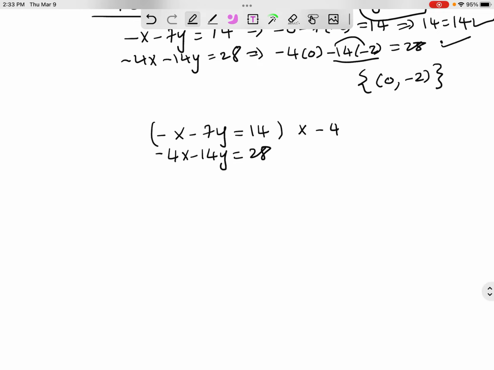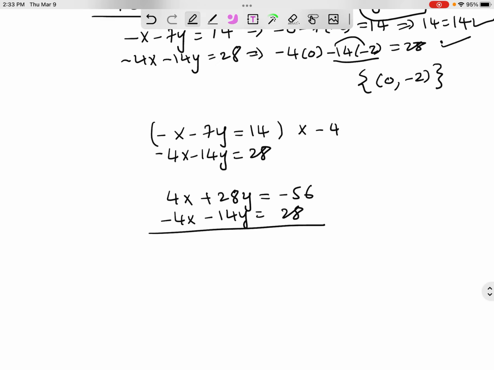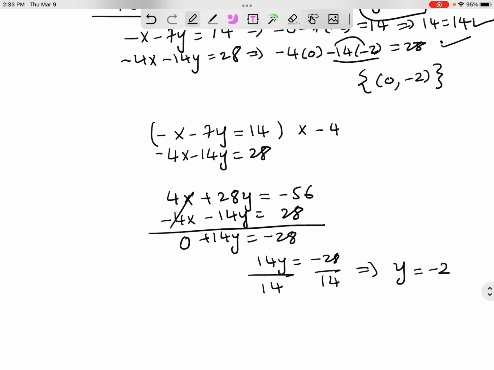So negative times -4 is +4x, -7 times -4 is 28y, and 14 times -4 is -56. And then this equation we have -4x minus 14y equals 28. And then we add them, so the x terms cancel, giving 0. 28y minus 14y is plus 14y, that equals -56 plus 28, which is -28. So we get 14y equals -28, and then we divide both sides by 14. So what we get here is y equals -2.